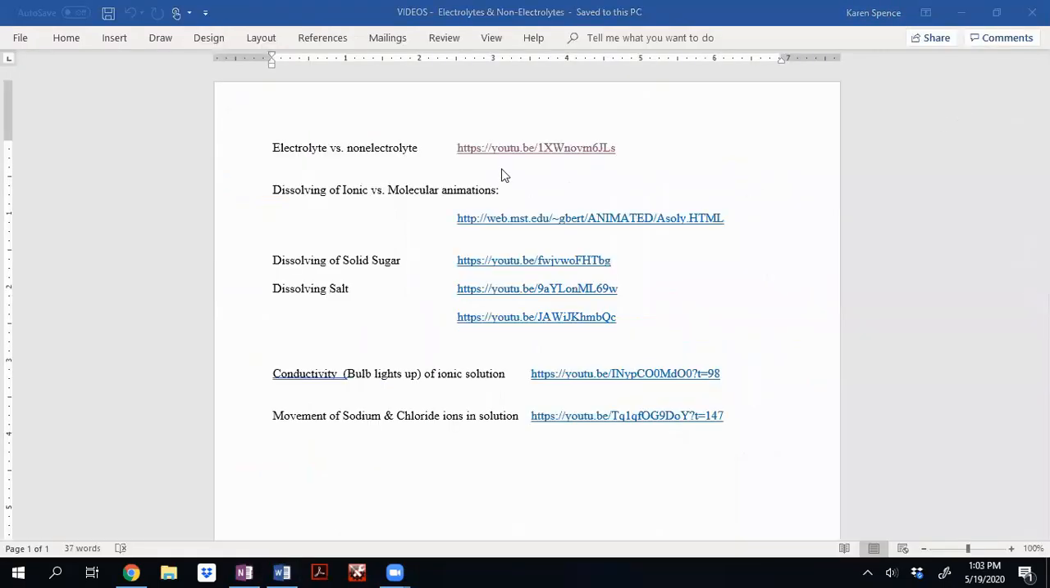So we're going to do a demonstration of an electrolyte versus a non-electrolyte. And as I said, I would have done this for you in school, but I'm at home and I don't have a conductivity apparatus. So here we're going to go watch this professor.